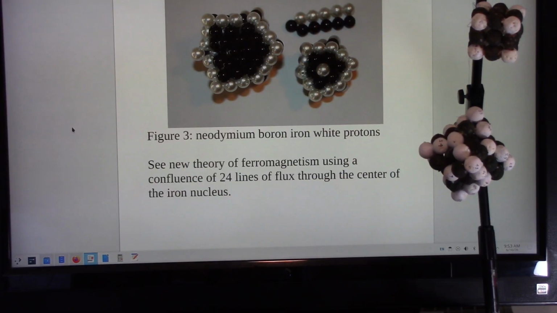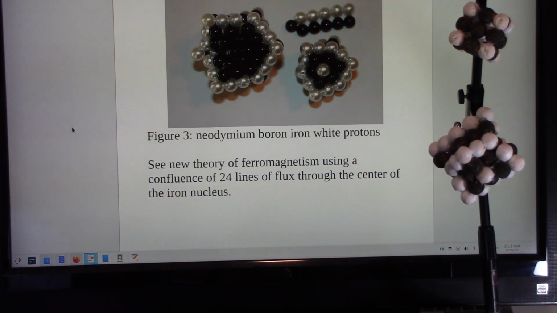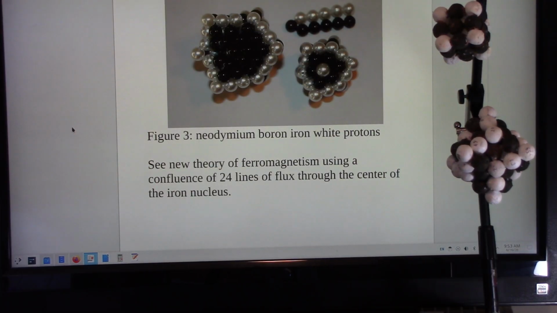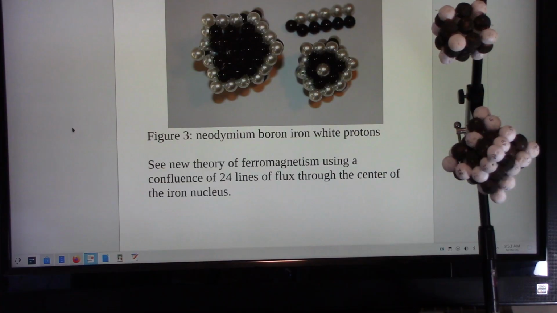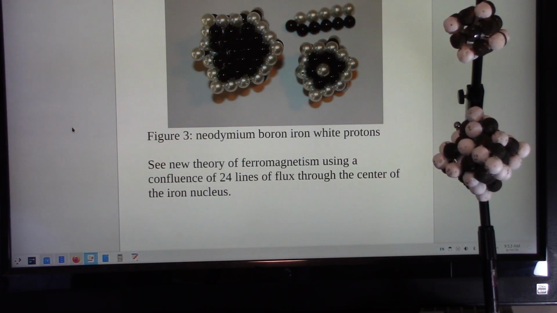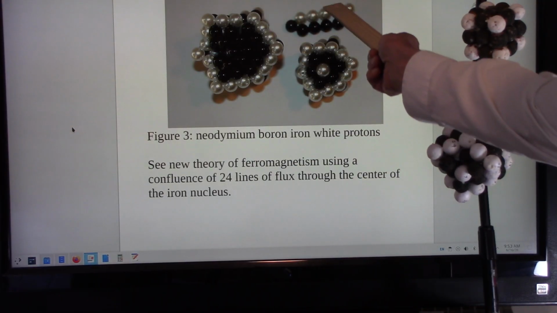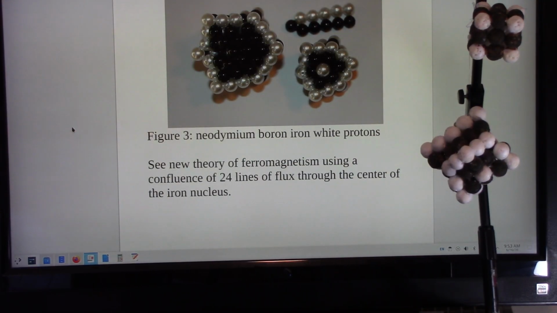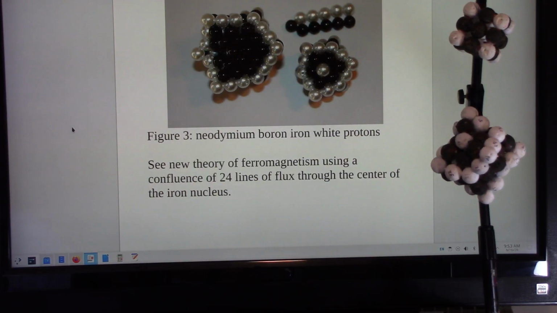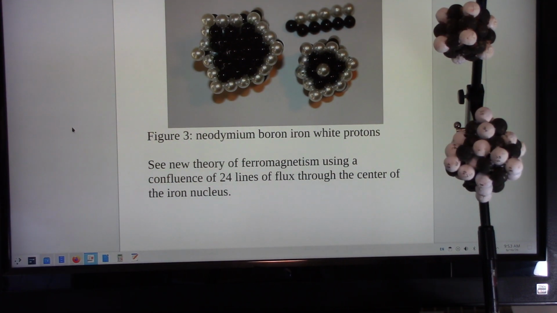Here are some more elements. Here is neodymium with its long proton lines of 24 protons in a ring. 18 protons in a ring for neodymium, 12 for iron, and there's boron. And I'm following the same rules for boron as I did for iron. Protons make lines of protons. And I was also surprised to promote this.